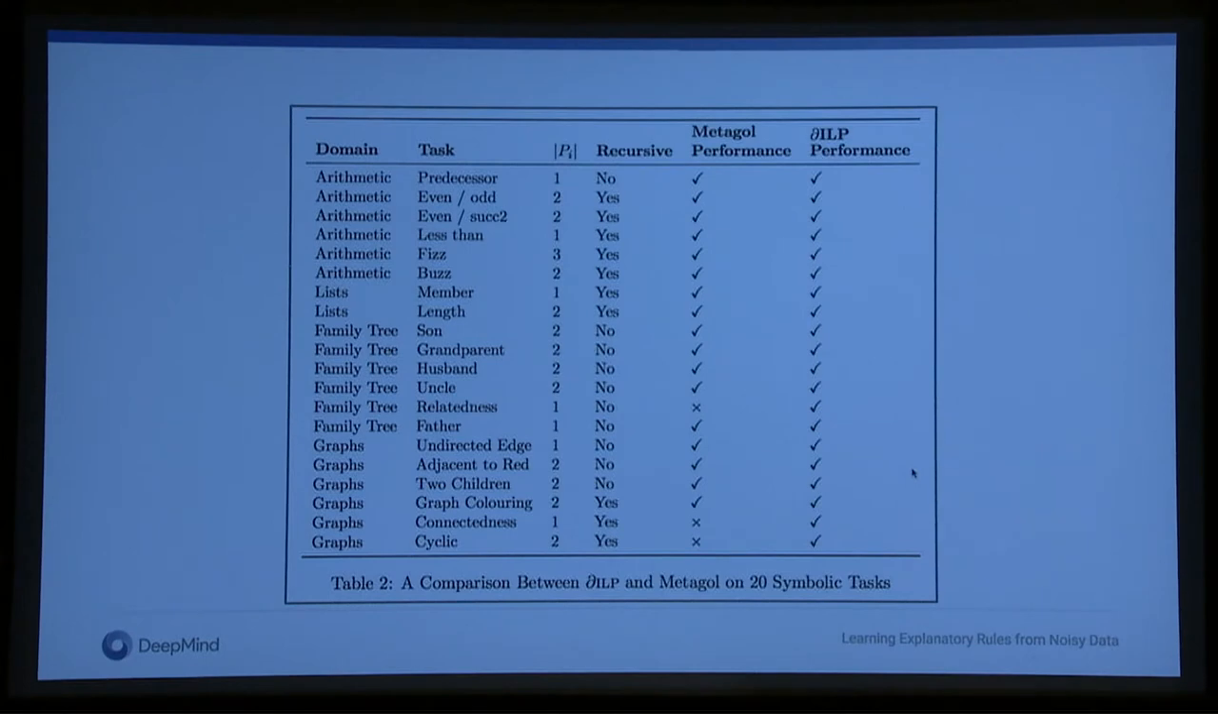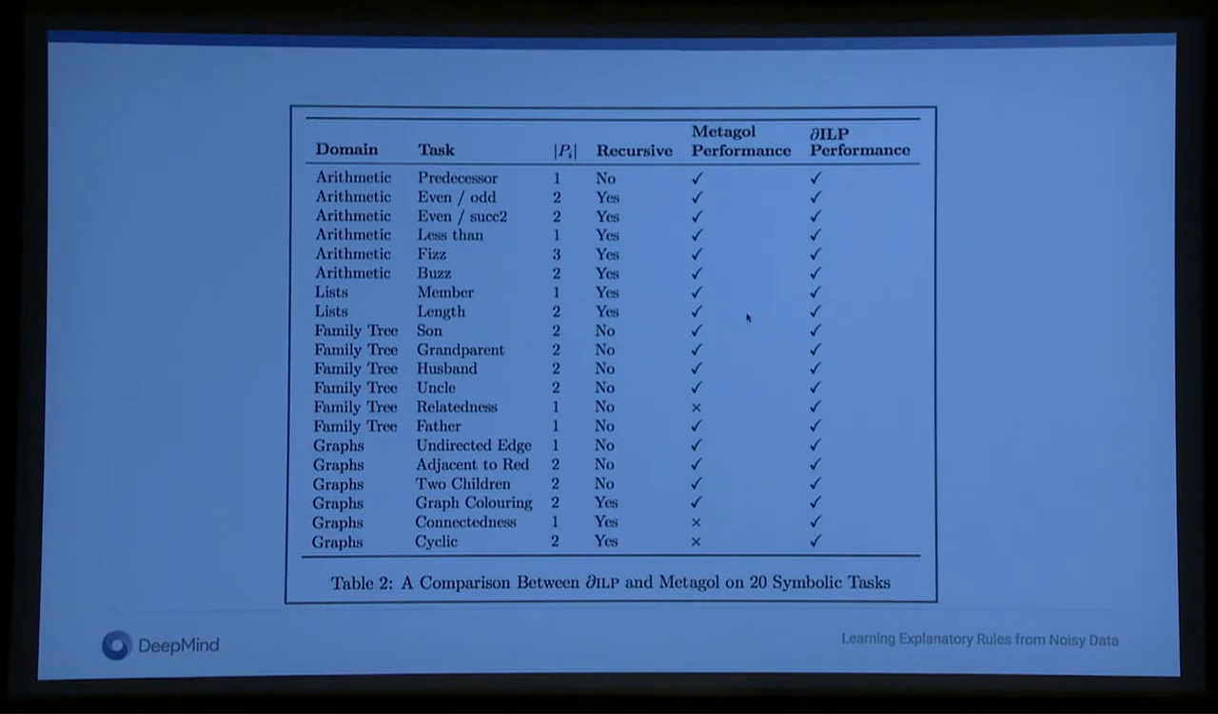Okay, so we did a number of different experiments to verify this system. Some of our experiments were standard ILP tasks. Here we're comparing our system against Metagol, a state-of-the-art ILP system, in arithmetic tasks, list tasks, and graph tasks. These are straightforward symbolic tasks where we're given symbolic input and all data is correctly labeled.